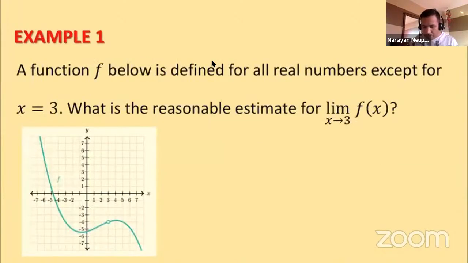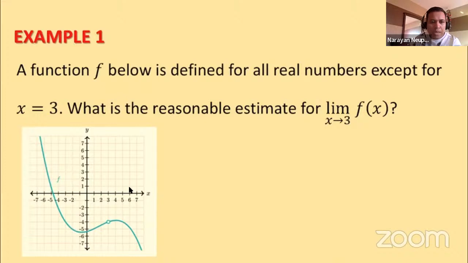Okay, here is our first example. We are learning through examples and understanding the fundamental concept here. A function f below, so here is the graph of the function given, as you can see. Function f below is defined for all real numbers except for x equal to 3.